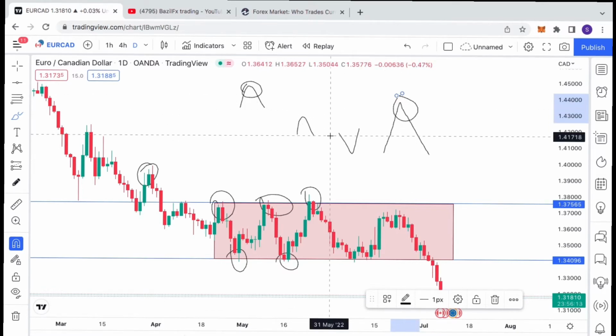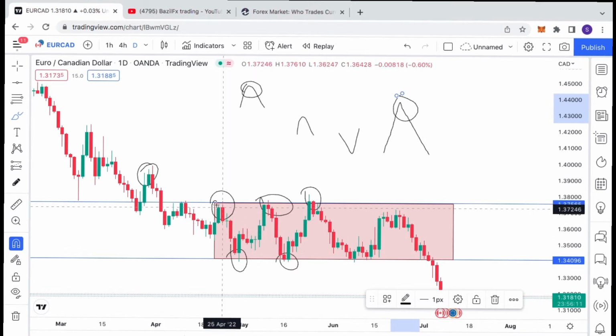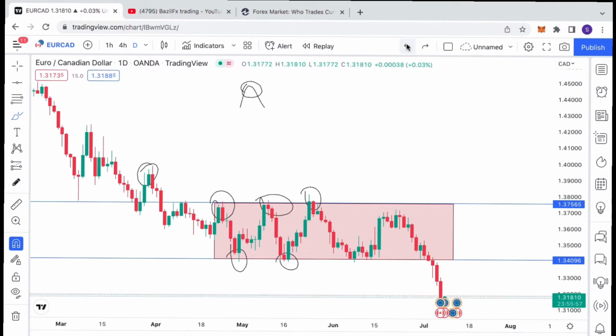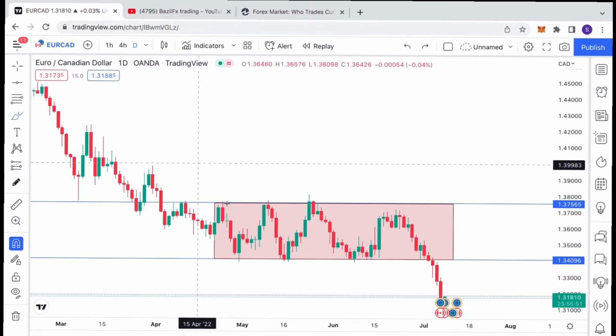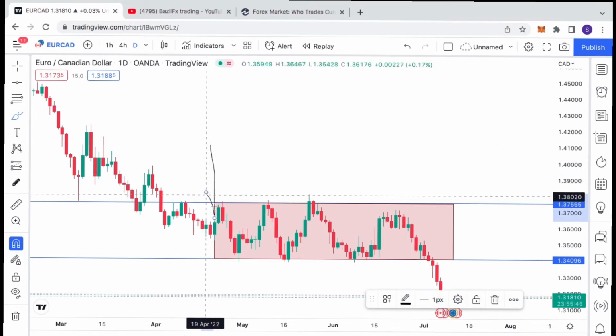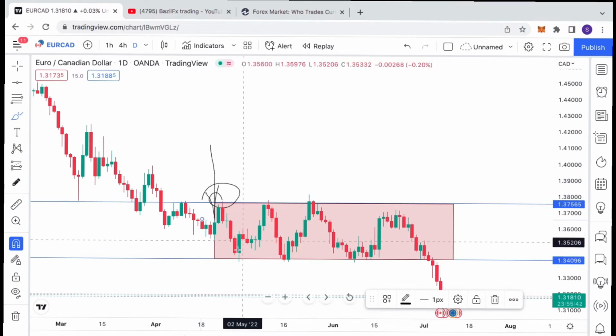So to trade this type of market, whenever you see a sideways market, let me first remove all this, then I'll show you something. Whenever a market is in a ranging market, whenever you see price coming like this, it comes to this level here. Then again, it comes to this level here.